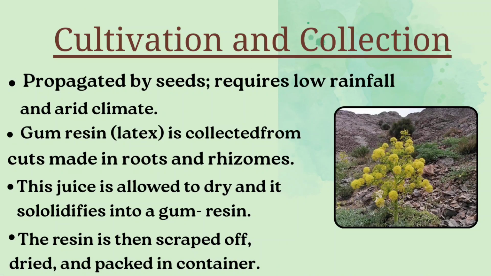Then we see cultivation and collection of asafoetida. The asafoetida plant is propagated by seeds and requires low rainfall and arid climate. Gum resin is collected from cuts made in roots and rhizomes. A milky juice exuded from the cuts. The juice is allowed to dry and it solidifies into a gum resin. The resin is then scraped off, dried, and packed in container.